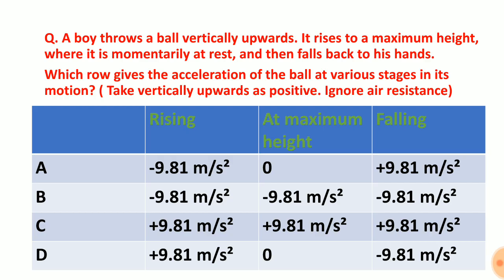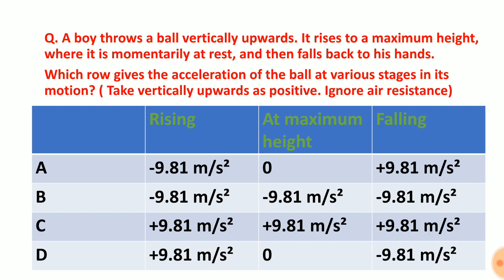Now let us see another question. This is a very important and last question for you. I will explain this question and I will leave it as homework for you, and then I will be explaining the answer of this question. A boy is throwing a ball upward and it is rising. It rises to a maximum height where it is momentarily at rest, means for a fraction of a second, for a certain time it is at rest, and it is falling back to his hand.